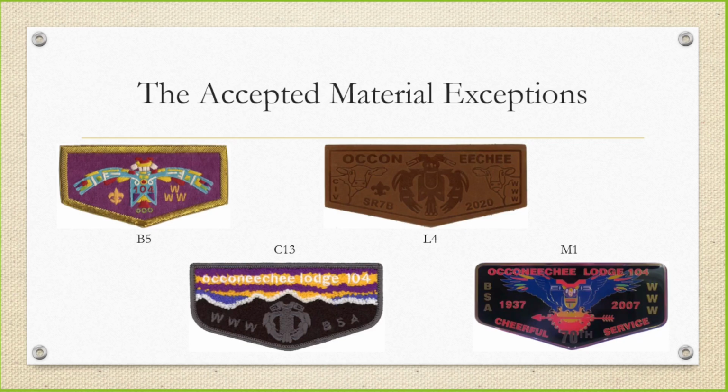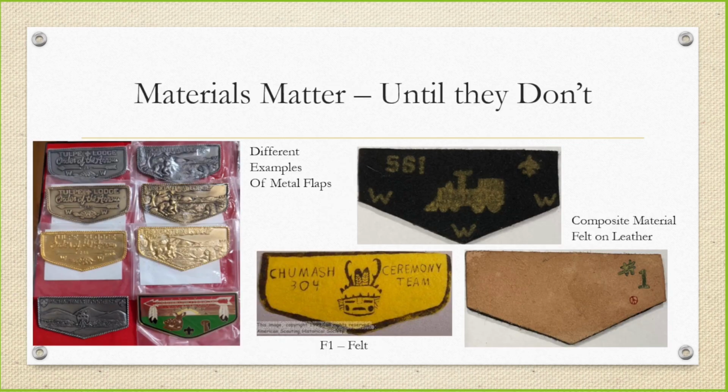So this just gives you an example of a flap-shaped patch that isn't listed as an F or an S. It's not listed as a flap-shaped patch. It's instead listed based on the material it's made on. Okay? So material matters until it doesn't.